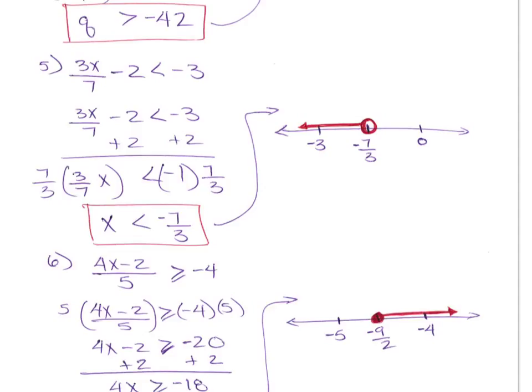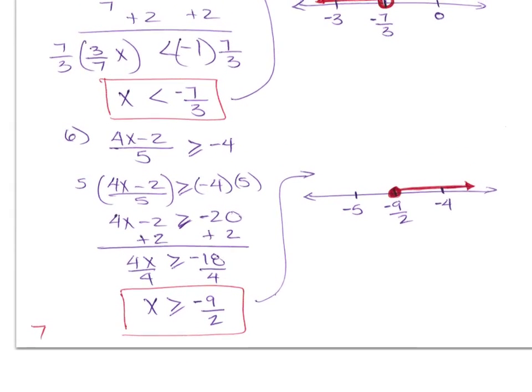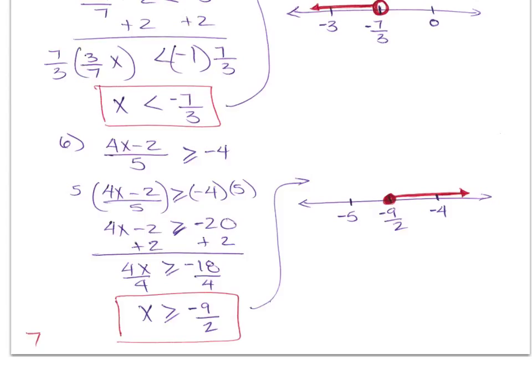Let's look at one more right here, problem 6. Let me move this up. Here is problem 6. You can see with problem 6, we have 4x minus 2 all over 5 is greater than or equal to negative 4. So we want to isolate x by itself. The first thing we have to do is get rid of the last thing that's happening, which is divided by 5. To undo that, we multiply both sides by 5.